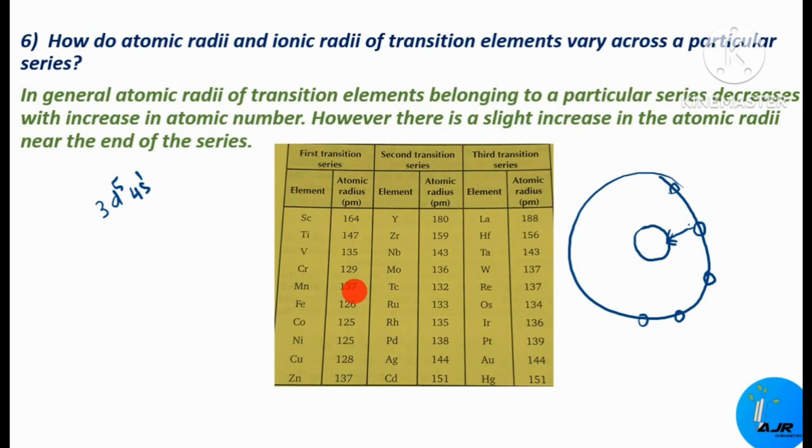So from manganese to nickel, the electron-electron repulsions are almost counterbalanced by the attractive forces due to increased nuclear charge. This is why the atomic radii remain almost constant from manganese to nickel. When we reach the end of the series, the number of paired electrons is maximum. Can you understand? Therefore, the electron-electron repulsion becomes greater than the attractive forces due to increased nuclear charge. This causes the electron cloud to expand. That's the reason why there is an increase at the end of the series.